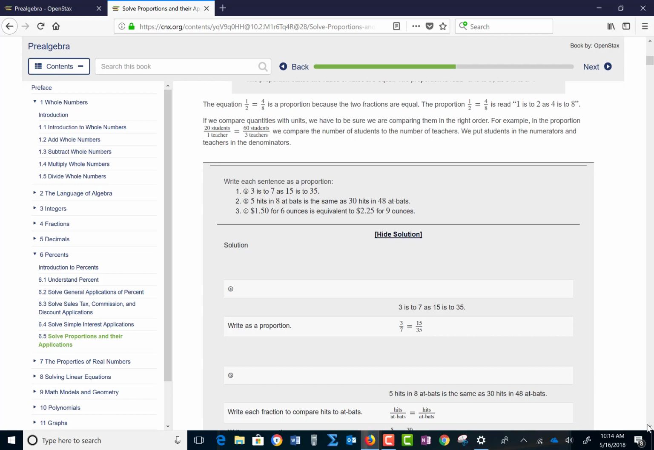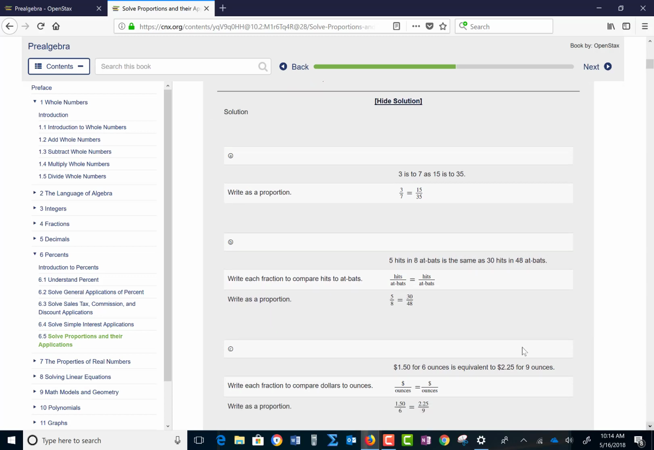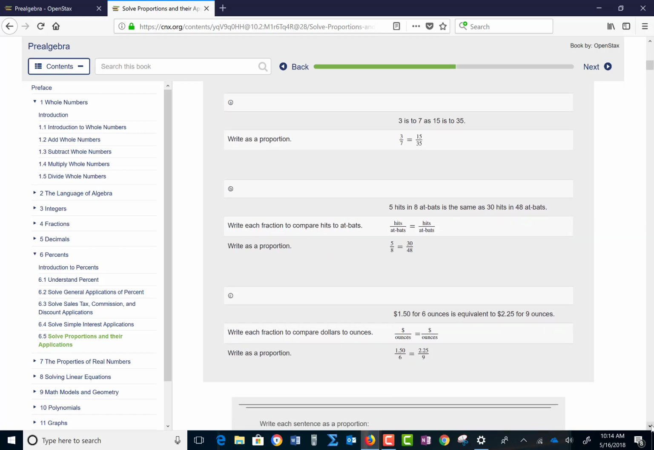Now, if you have words in these proportions, you want to make sure that you are consistent with them. So when I look at this one, it says 5 hits in 8 at-bats. So on the top I have my 5 for hits, and on the bottom I have my 8 at-bats. On the other side of the equal sign, if on the left side I have the hits on the top, the right side I need to have the hits on the top. So you can see 30 hits in 48 at-bats. So you need to make sure that you're consistent with these proportions. So you might want to pause the video for a minute and look at these examples and make sure you understand what I'm saying about that.